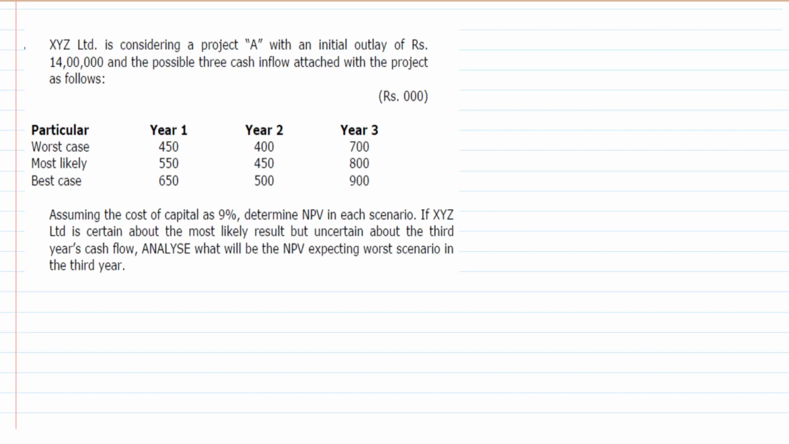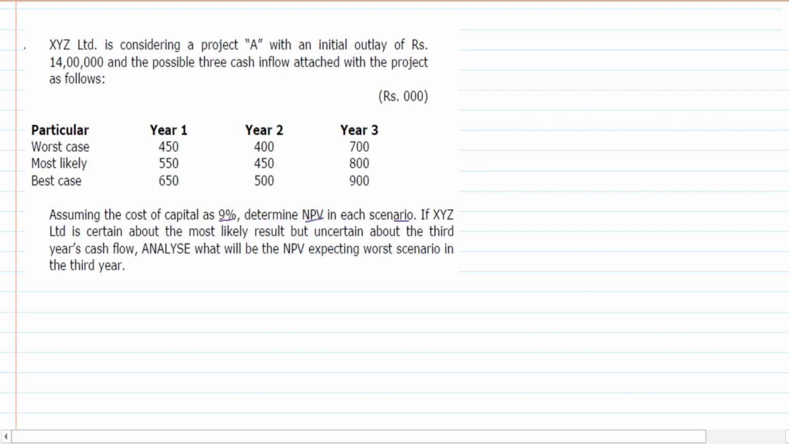XYZ Limited is considering a project A with an initial outlay of rupees 14 lakhs. And the possible three cash inflow attached with the project is as follows. In thousands of rupees, they have given us three scenarios: a worst case scenario, a most likely scenario, and a best case scenario. Cost of capital they are saying is 9%. Determine NPV for each scenario.